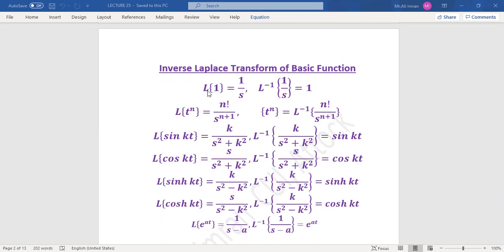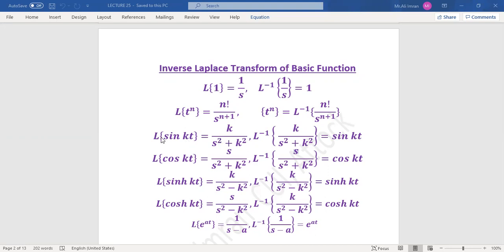First, we have learned that the Laplace transform of 1 is equal to 1 by s. If we take the inverse, the Laplace inverse of 1 by s, we will get 1. And the Laplace transform of t power n is equal to n factorial divided by s power n plus 1. If we take the inverse, we will get t power n is equal to the Laplace inverse of n factorial divided by s power n plus 1.